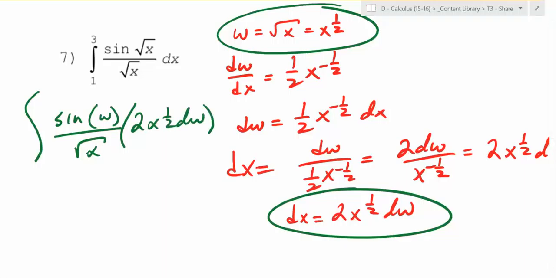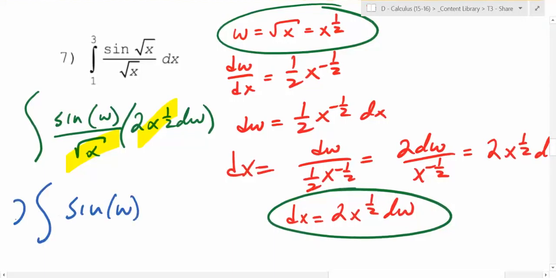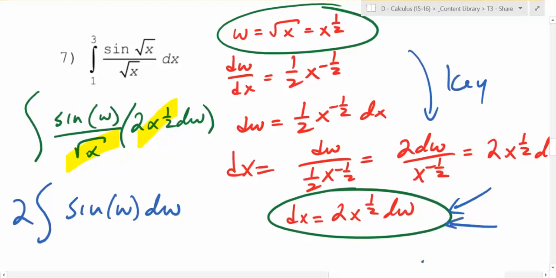What's the magical thing that cancels now? What's the magical thing that cancels, Lizzie? Take a look at the board. What cancels now? The x to the 1/2, right. So you're left with the integral of sine w, 2 on the outside, dw. Yay. Cancels nicely, but the key is right here. This is the key, getting to this right here.